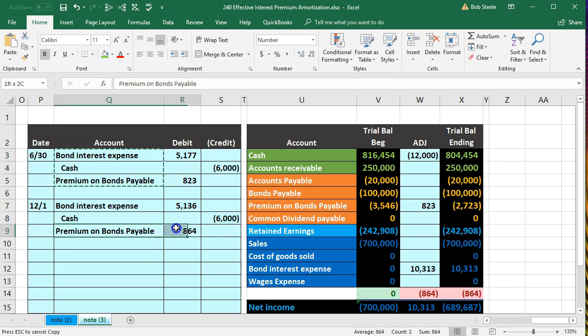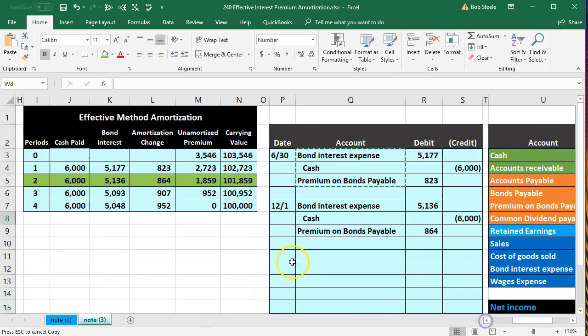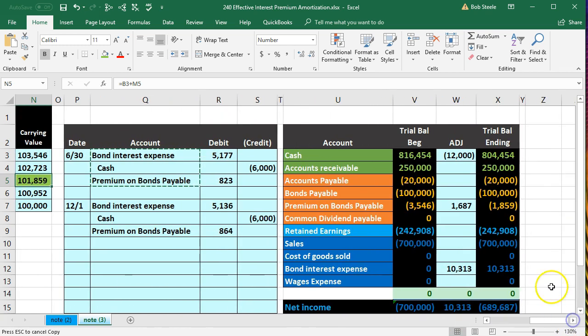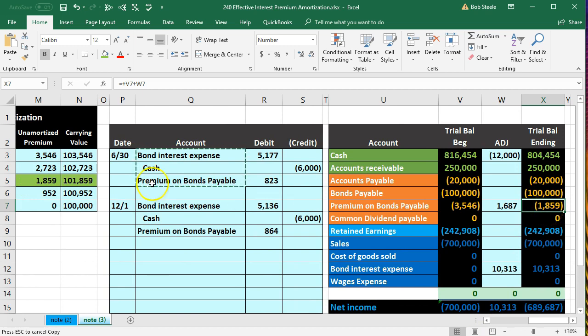Then we've got the bond premium. And here it is here. We're going to go to the middle column, double click, go to the end of it, plus, and pick up that number. And there we have that. So then we should be, according to our table, at an unamortized premium of 1,856, carrying amount 101,859. So here's our unamortized premium, 1,856, and the carrying amount being the sum of those two, 101,859.